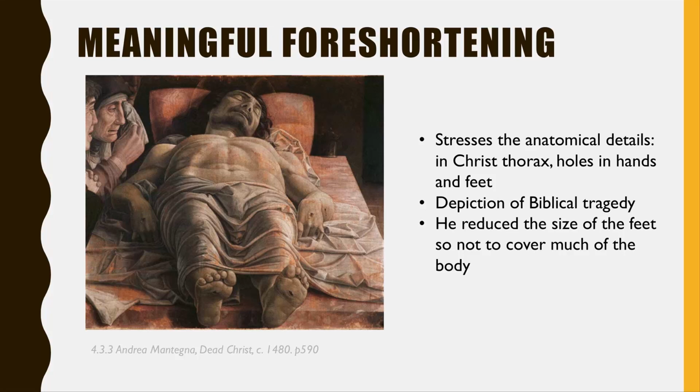Sometimes foreshortening can be meaningful. Here, Mantegna painted Christ. He actually made his feet smaller so they wouldn't cover the body, since he was foreshortening it. But he wanted the body to emphasize, from this viewpoint, the holes in his feet and in his hands, to push the sense of tragedy among those two who are mourning on the left. And his thorax, his stomach, is swollen, as you would expect for a deceased person. So this is more of an emotional purpose in foreshortening.